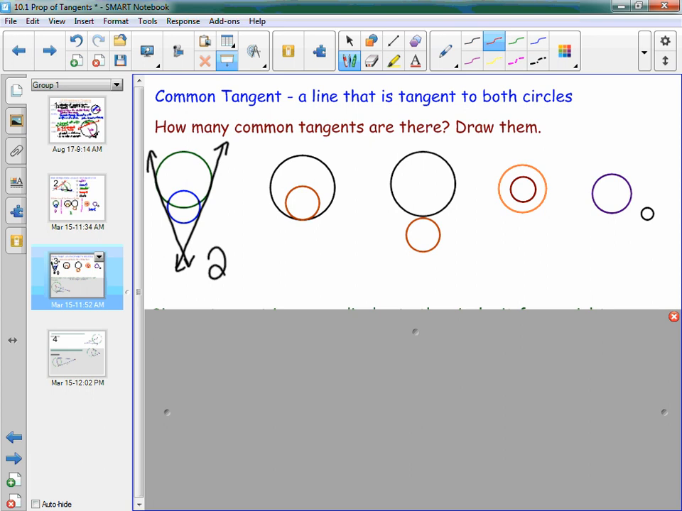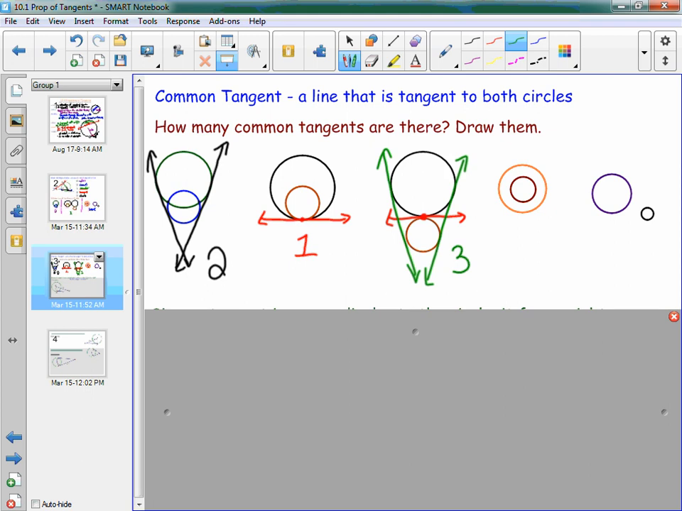The next pair of circles, we have this common intersection point. That is also where our one and only tangent line is. Our next example has that same common tangent point, that point of intersection, but much like our first example, it also has these 2 on the outside for a grand total of 3.